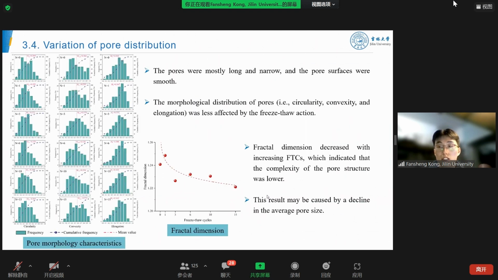We also explored the variation pattern of parameters describing pore morphology characteristics during freeze-thaw cycles, including circularity, convexity, elongation, and fractal dimension. We found that the Soda-Saline loess soil had a relatively small proportion of rounded pores. The pores were mostly long and narrow, and the pore surface smooth. However, they are less affected by the freeze-thaw action. The fractal dimension decreased with the increasing freeze-thaw cycles, which indicates the complexity of the pore structure was lower.